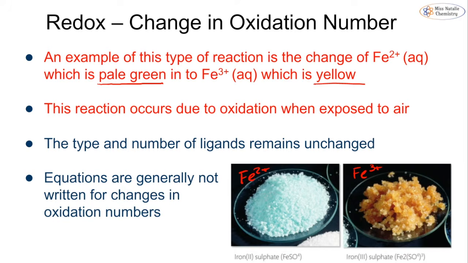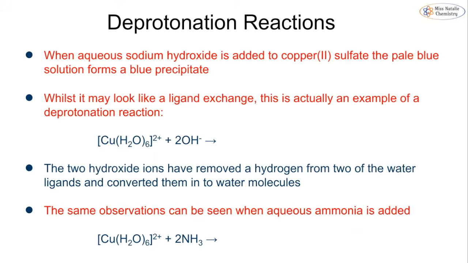The number and the type of ligands here is completely unchanged. So whether it is sulfate or water or hydroxide or ammonia, whatever the ligand is, that doesn't change. So we generally don't write equations for this because all we're doing is changing the one transition metal. So we don't have to write out a full equation to show this change in oxidation number. But we should be aware that this is a reaction that can happen.